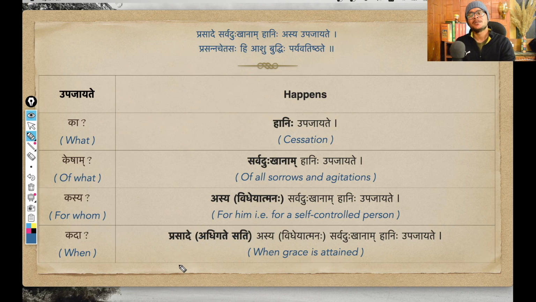But anyways, prasade adhigate sati, when the grace is attained, asya vidheyatmanaha sarva dukkhanam hanihi upajayate. When that grace is attained, which Krishna spoke about in the previous shloka, then all the sorrows, all the agitations, their cessation happens. That is what Krishna is telling us. Okay, so I hope all these words up till this point are clear.